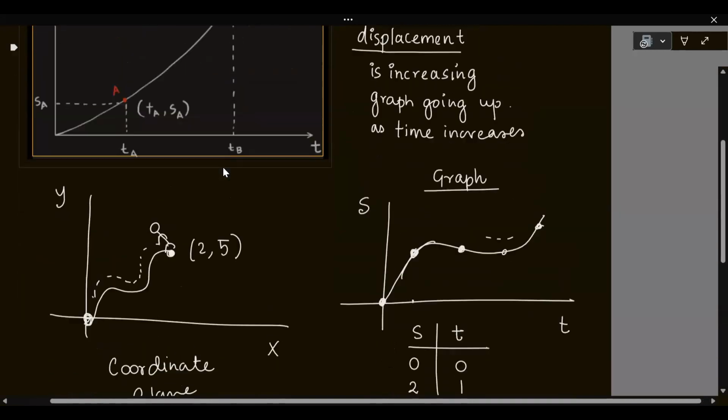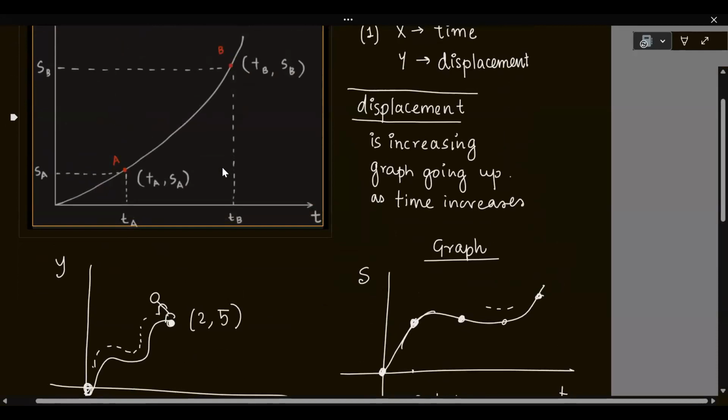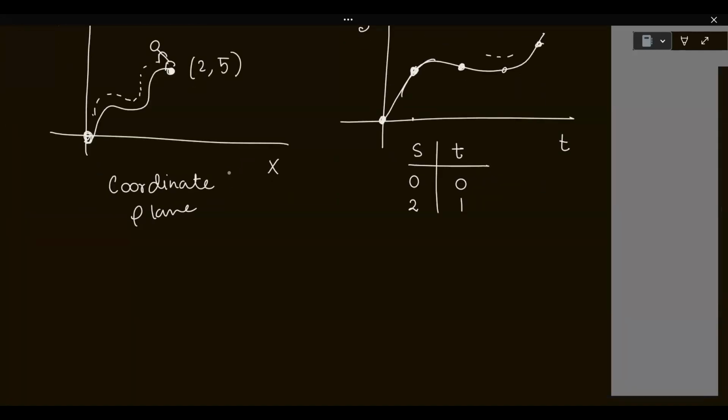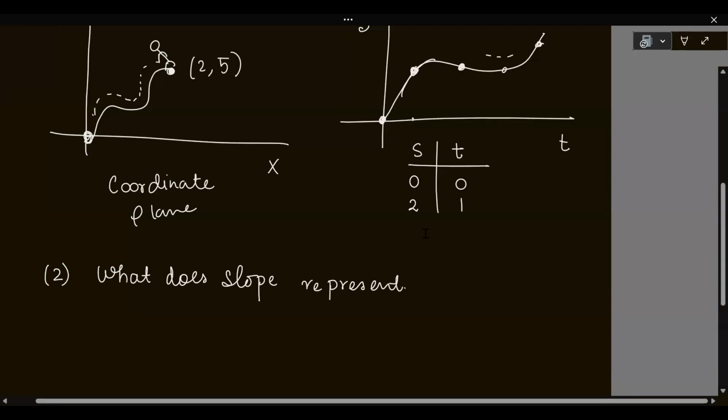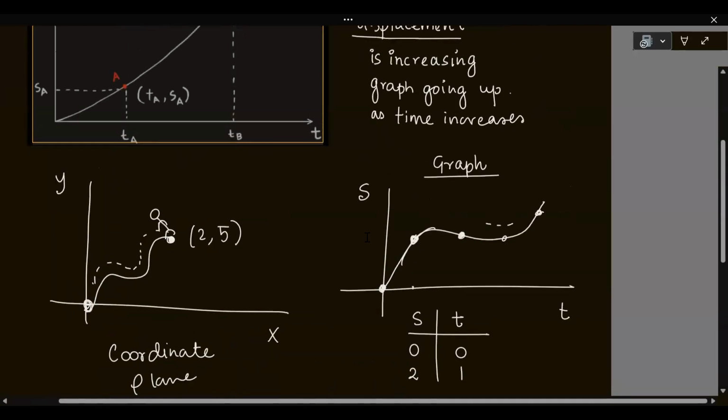Okay, let's move forward. The next question, if you remember, is: what does slope represent? Guys, quickly tell me, how do you find out slope? We just discussed it a few seconds ago. How do you find out slope?